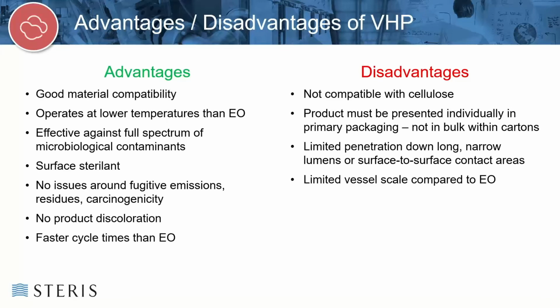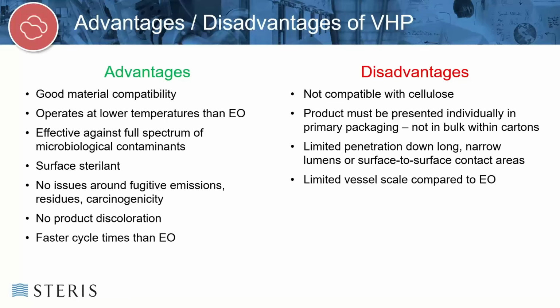These here are some of the main advantages and disadvantages that come with processing with VHP. The advantages being that we have very good material compatibility. As I said, VHP is very compatible with most plastics, glass, and metals. VHP also operates at lower temperatures than ethylene oxide. So a typical EO cycle could be 50 or 60 degrees Celsius, whereas VHP can go down as low as 28, which is very good for any temperature sensitive products that we might see.